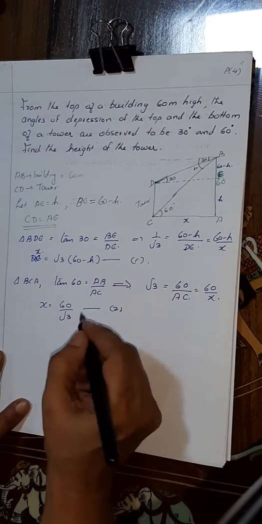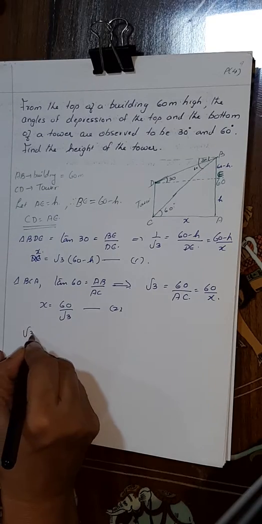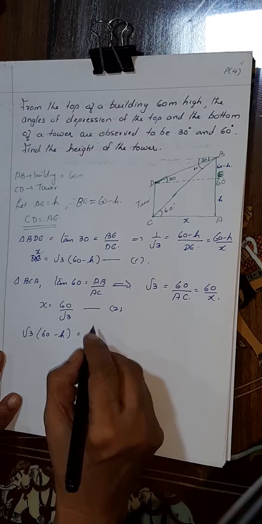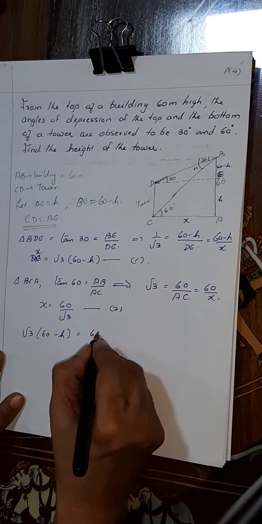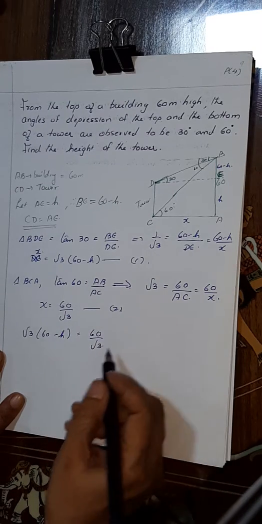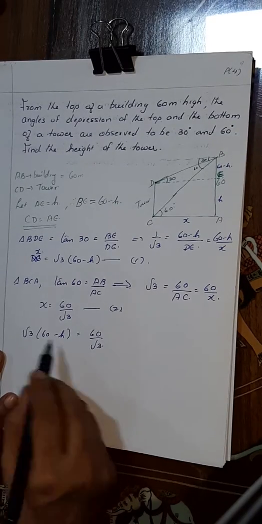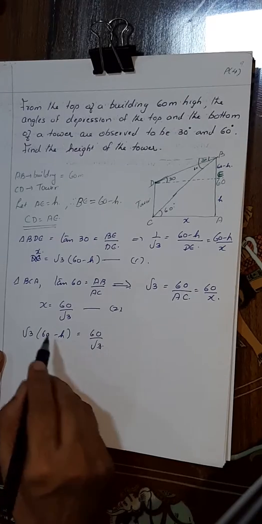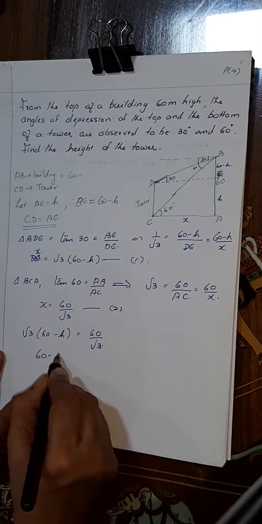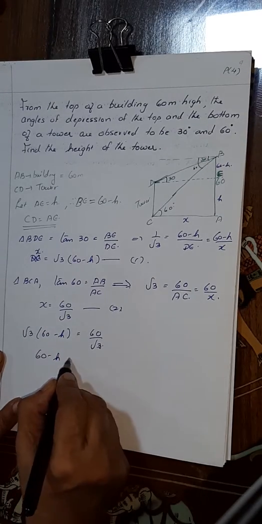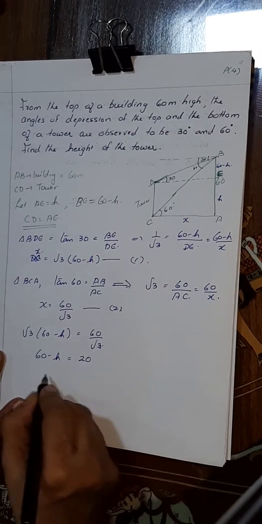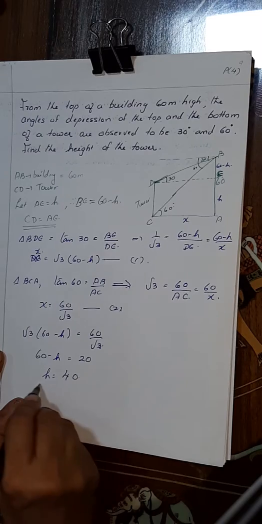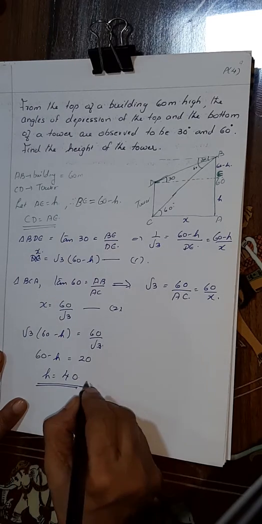Now, equating these two, you get root 3 into (60 minus h) is equal to 60 by root 3. So, cross multiplying, we will bring this down. So, 60 minus h is equal to 60 by 3, that is equal to 20. So, h is equal to 60 minus 20, which is 40. So, h is equal to 40 meters.